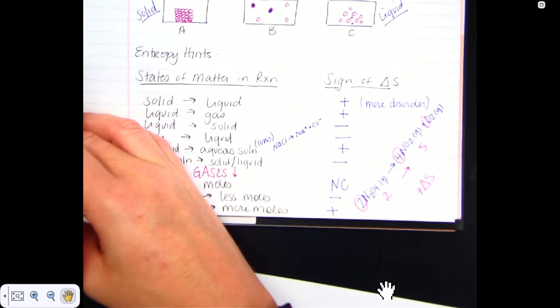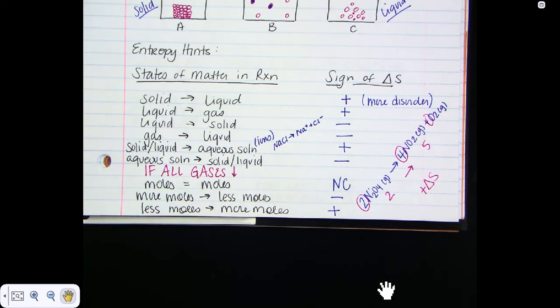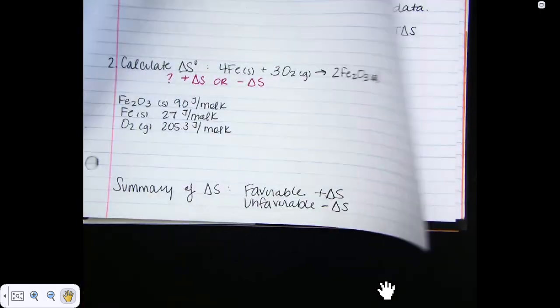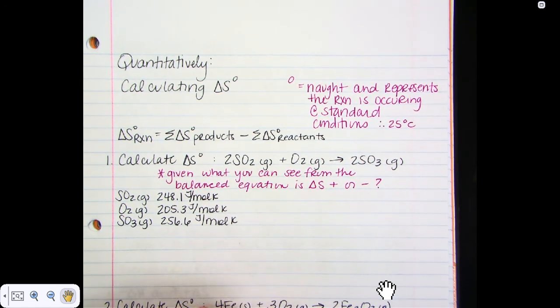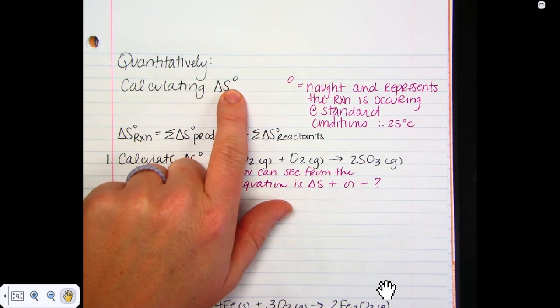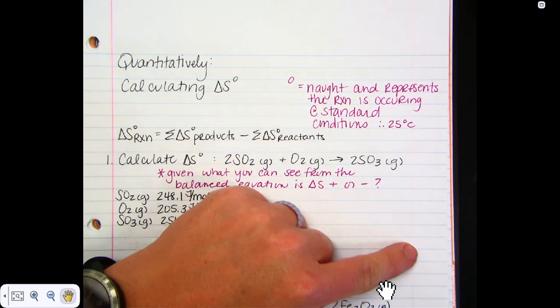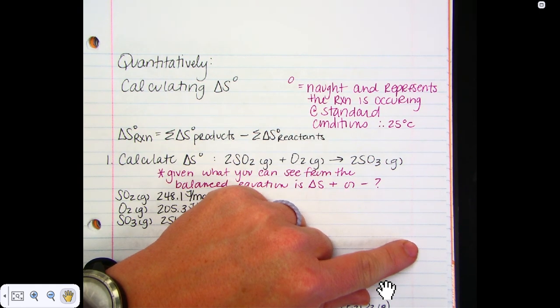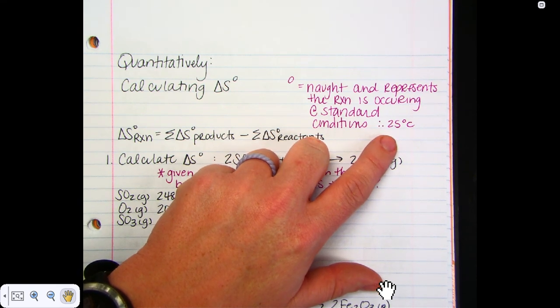So those are my qualitative examples. Let's talk about now some quantitative examples. How do I calculate this if I'm given numbers? Qualitatively, we can say we are going to calculate delta S, or what I have here is called delta S naught, where this little circle is pronounced naught, and it represents that the reaction is occurring at standard conditions, which for the purposes here are 25 degrees Celsius.